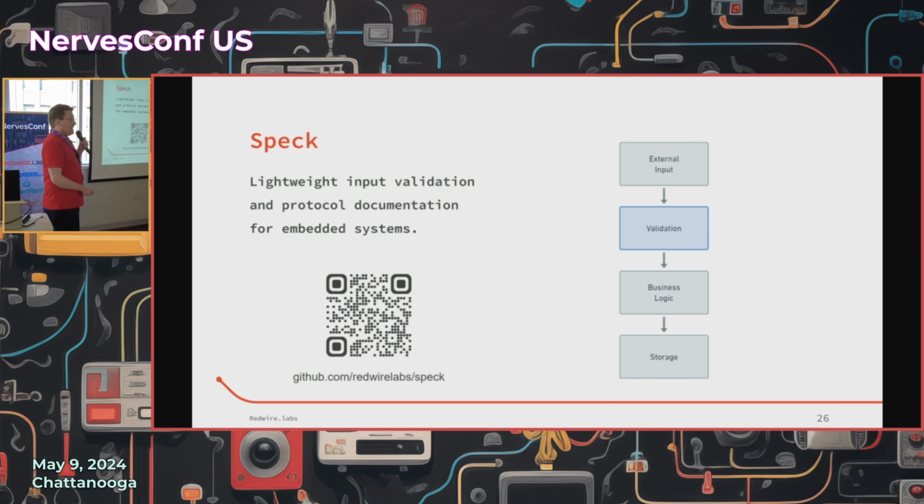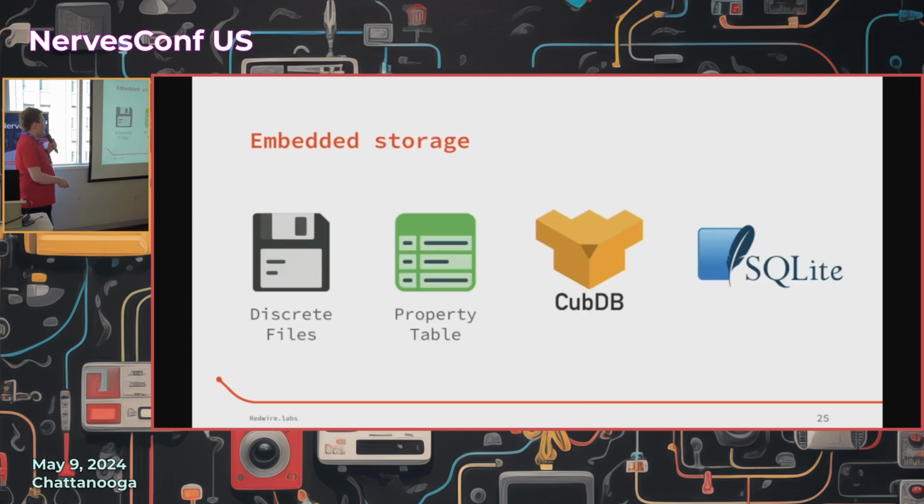So I've got Spec. This is a way to do input validation. It's designed to be lightweight. It's designed to help document your protocol. And it's also nice for embedded systems, and I put that in there because if you're not up to the relational database side of things yet, where it makes sense to drop Ecto in, maybe you don't want to go as far as dropping Ecto into your system yet. In that case, what do you use?